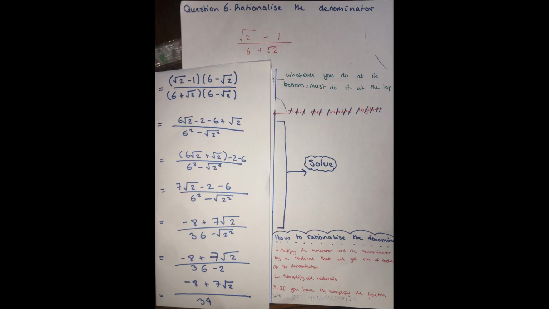So how to rationalize the denominator? The first step, you multiply the numerator and the denominator by the radical. That will get rid of the radical in the denominator, which would be 6 plus square root of 2. But you have to make it into a negative number, so it's 6 minus square root of 2. Then you simplify the radicals by adding, timesing and subtracting whatever numerator and denominator number you have. And lastly, if you have to, simplify the fraction.